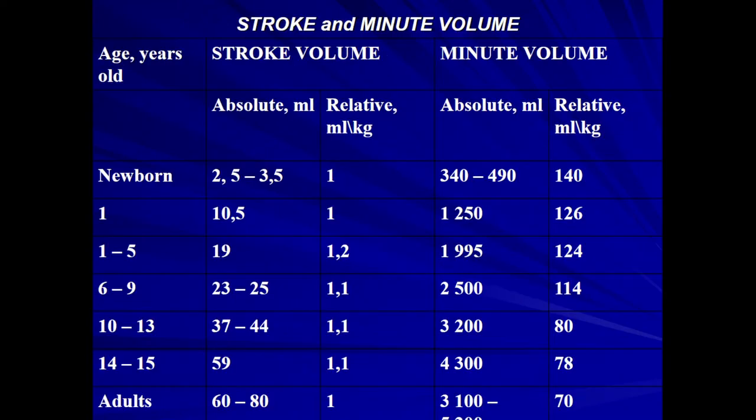It's also a very important table with stroke volume and minute volume of blood circulation. It's the result in milliliters. It's stroke volume and minute volume in milliliters per kilogram. Different parameters, absolute and relative. Absolute stroke volume is the volume of one output from the baby's heart.